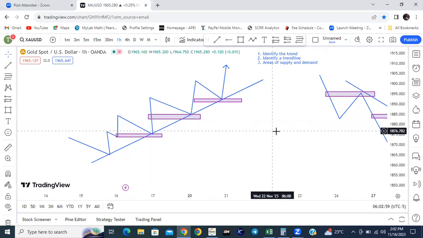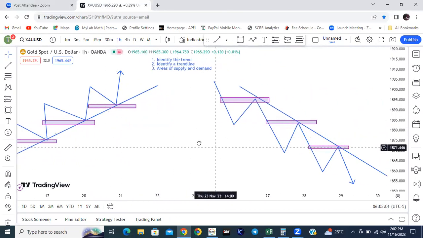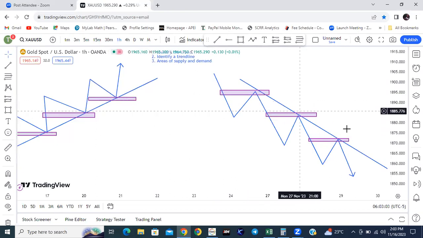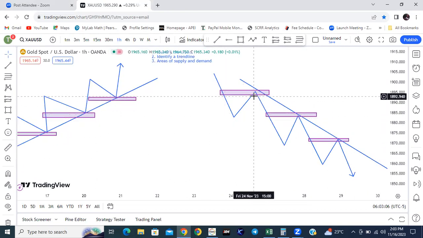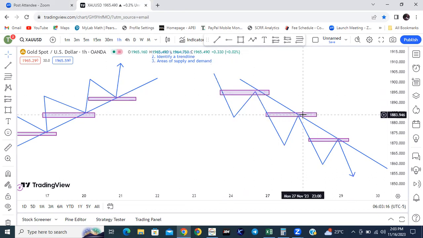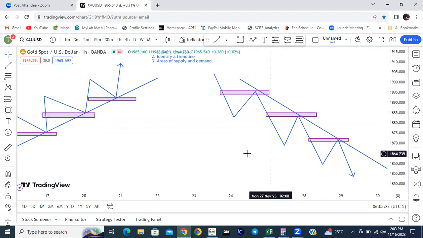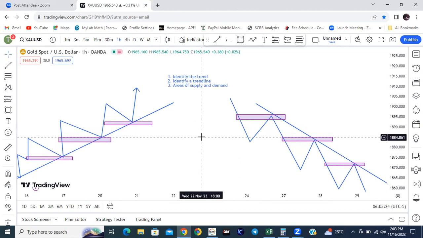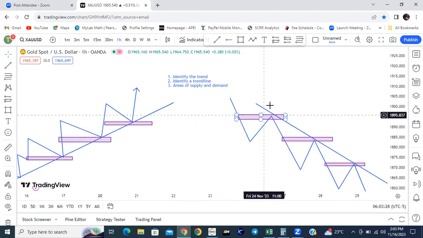If it's a downtrend, we locate the downtrend, we draw the trend line, and now you look at these areas when the price is coming to retest the trend line. We want to see areas of supply. So these are the areas of supply when the market comes to respect the areas of supply and also respects the trend line at the same time. So that's it from me today. It's just as simple as that.